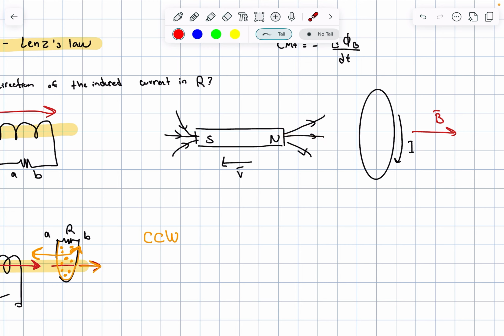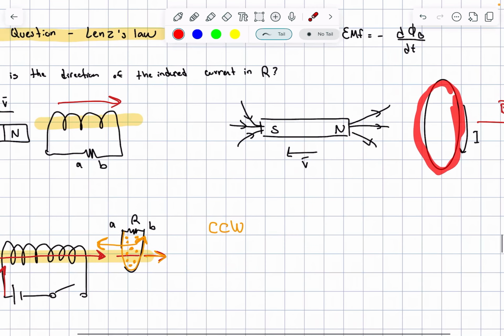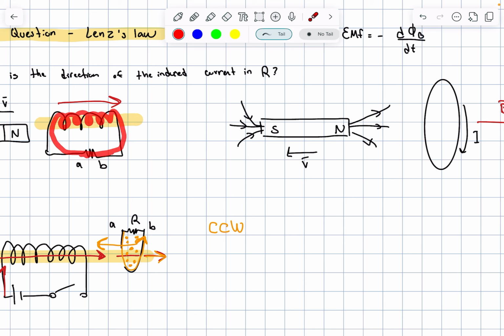So again, by the right-hand rule, that means the current has to be going in this direction. And it's the same thing here, right? So our current is going to be flowing like this. So if we draw it out, we have the current going like so, okay?